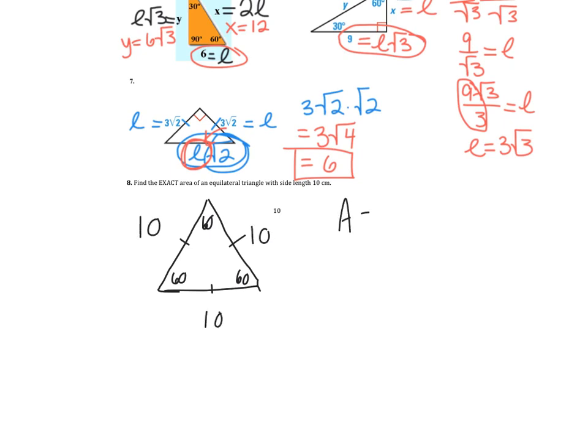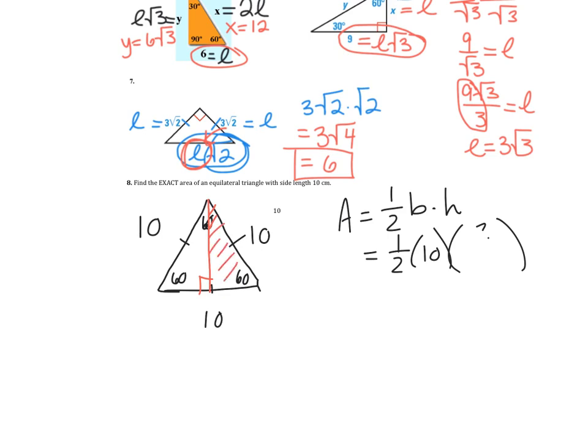The area of a triangle is 1/2 its base times its height. So far I know 1/2, the base is 10. I don't know the height. I'm going to have to go find it. So height, we just talked about altitudes and all that stuff. I'm going to drop it down. Okay, and what I've done is I've created a 30, 60, 90 triangle.